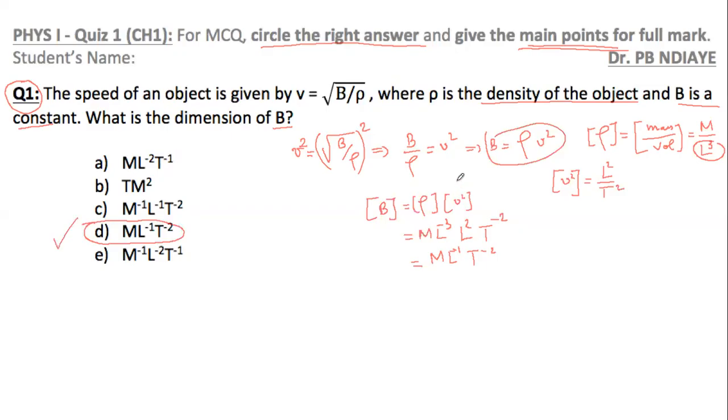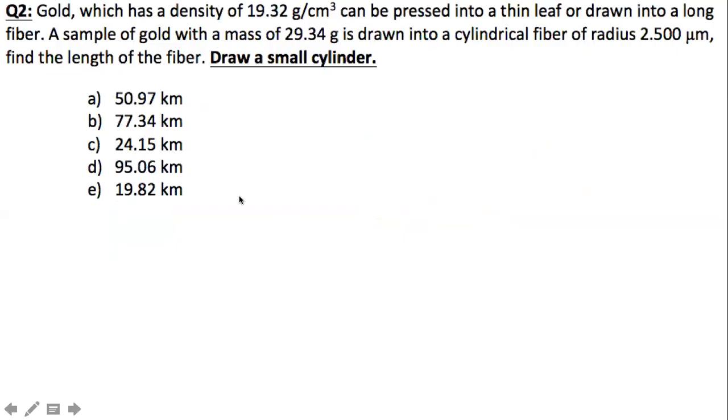And second question, gold, which has the density of, this is the density of gold, can be pressed into a thin leaf or drawn into a long cylindrical fiber. A sample of gold with mass of 29.34 grams is drawn into a cylindrical fiber of radius 2.5 micrometers. Find the length of the fiber or the height of the fiber.